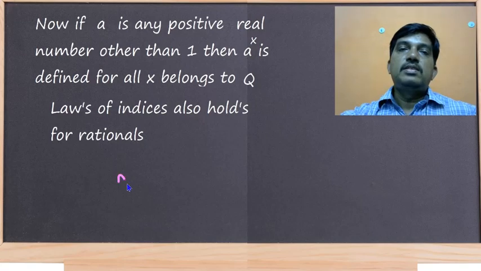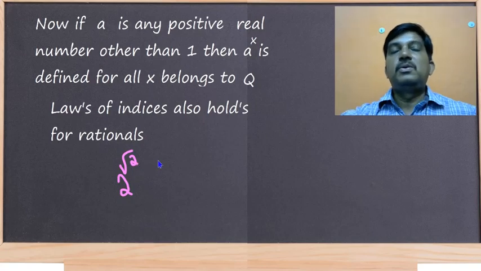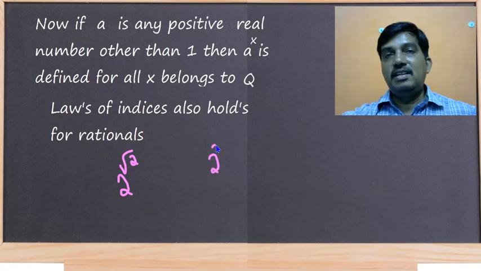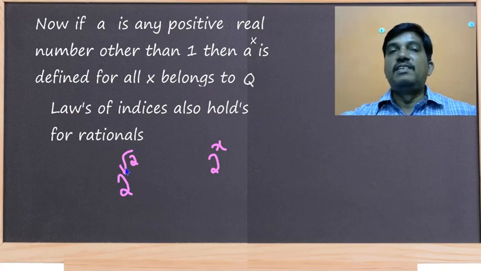Now, what is 2 to the power root 2? Can you tell the meaning of 2 to the power root 2? It is difficult to tell now. You can understand what is 2 to the power x, where x is a rational number. But when x is an irrational number, what is the value of this? That is, what is 2 to the power x when x is irrational number?